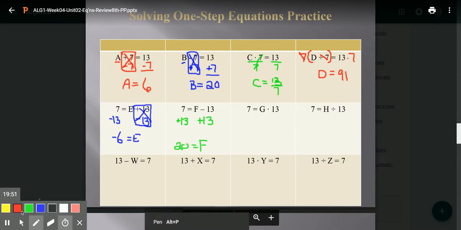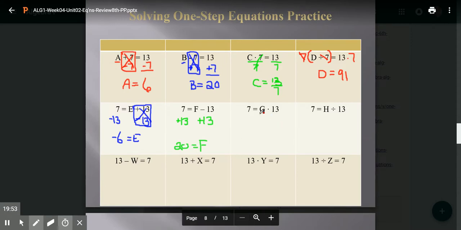And the opposite or inverse of multiplying by 13 will be to divide by 13. What we do to one side, we do to the other. So we'll wind up with g equals 7/13.